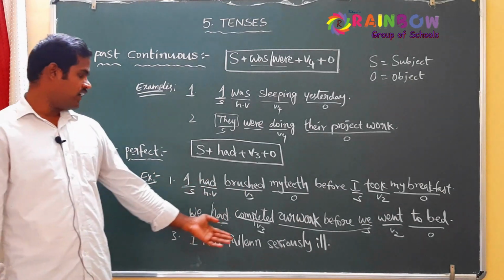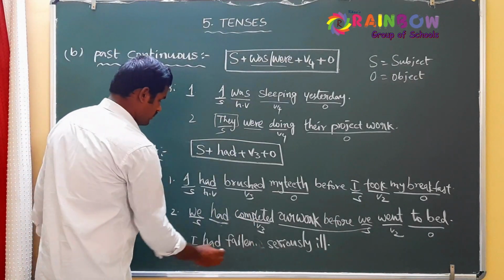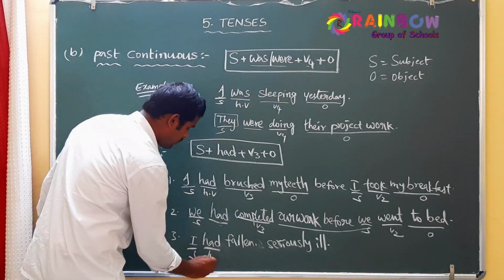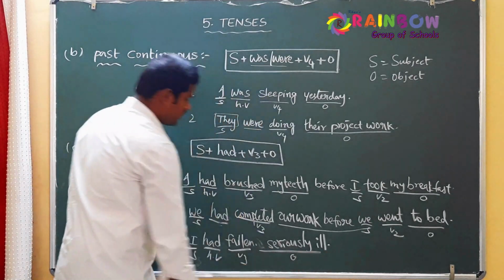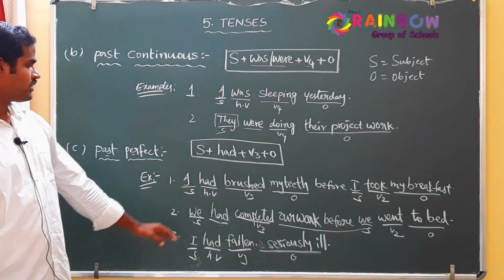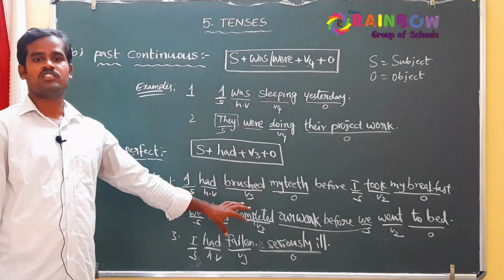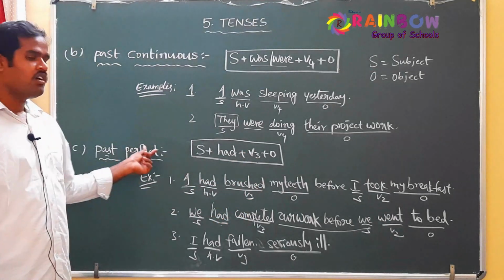And the third one: I had fallen seriously ill. Here, I is the subject, had is the helping verb, fallen is V3, and this is the object. So after observing all these examples, we can say the tense of these three sentences is past perfect.